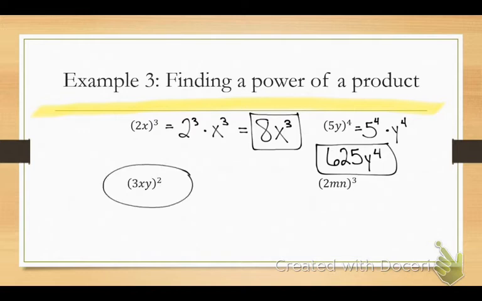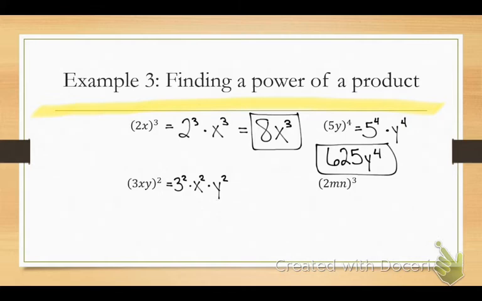Now let's look at this bottom left expression. 3xy to the second power. You must remember that this exponent right here is raising each individual term to that power. It's not just tacked on to the end of it. Okay, so this means 3 to the second power times x to the second power times y to the second power. Well, without knowing what x and y are, I can't evaluate them other than just writing x squared, y squared.